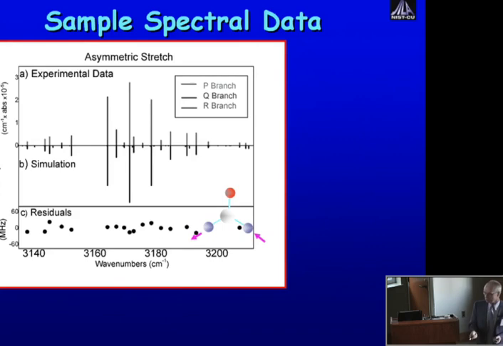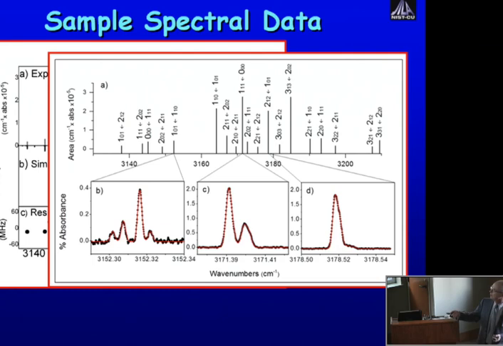So this is a stick plot of experimental data and a stick plot of the simulation, with residuals in terms of the fits on the order of 10 to the minus 3 wave numbers. But if you look at each of the individual lines now, and I guess this is either the symmetric or the asymmetric CH stretch, you can see there's quite a lot of additional structure that's due to a combination of spin rotation and hyperfine.